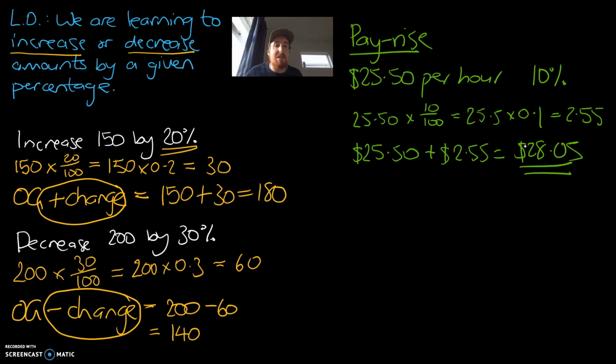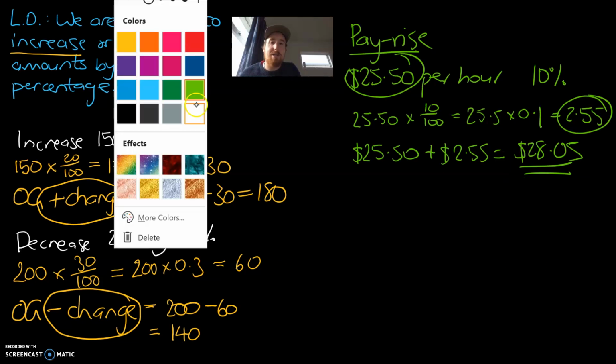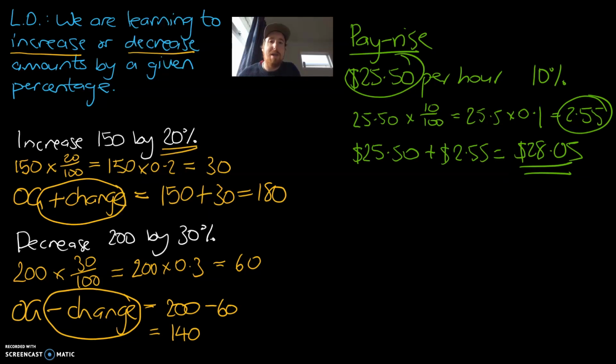So I've increased my original pay of $25.50 by the 10%, $2.55 that I've calculated, to tell me that my new hourly rate is going to be $28.05. So I'm pretty happy with that new increased amount. That looks pretty good to me. And I am going to change pen colors. Let's look at the white pen.